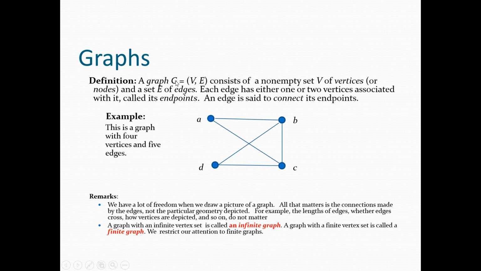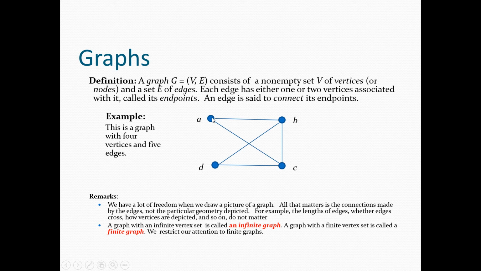What is a graph? A graph G = (V, E) consists of a non-empty set V of vertices or nodes, vertices are also called nodes, and a set E of edges. Each edge has either one or two vertices associated with it, called its endpoints. An edge is said to connect its endpoints.